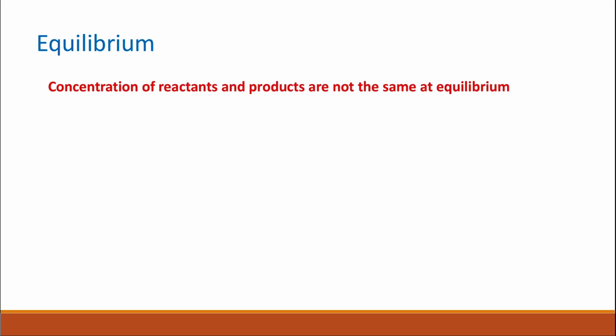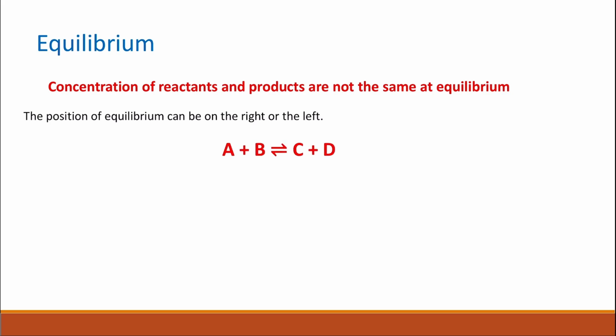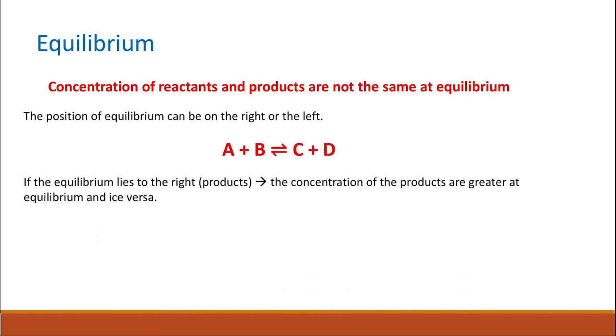The concentrations, as we said, of reactants and products are not the same at equilibrium. They will remain constant, but they will not be the same. So the position of equilibrium can be either to the right or to the left. When we call the equilibrium position to the right, that means more products are produced, or the concentration of the products is higher than the concentration of the reactants. And if the equilibrium is to the left, that means at equilibrium, the concentration of the reactants is higher than the concentration of the products.